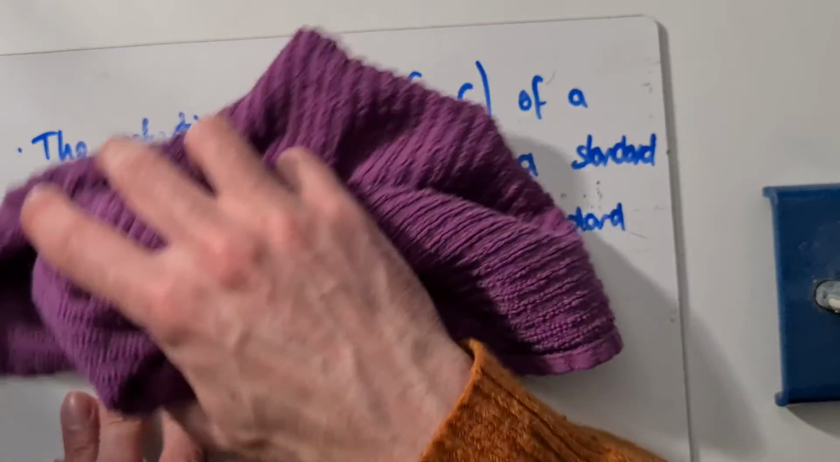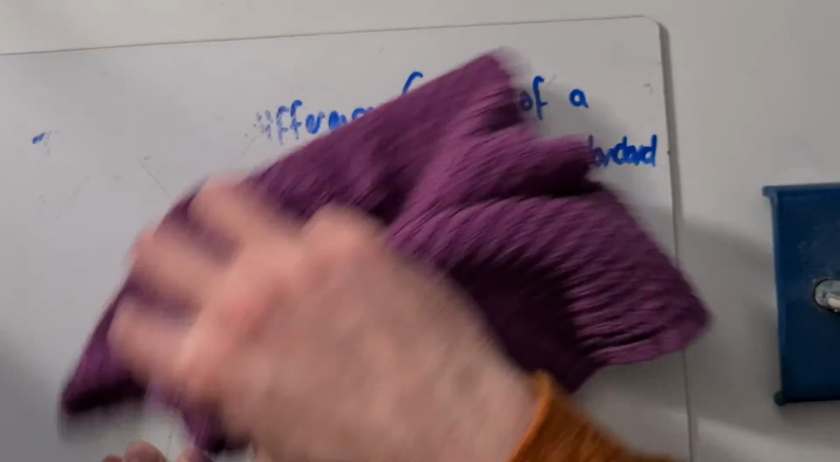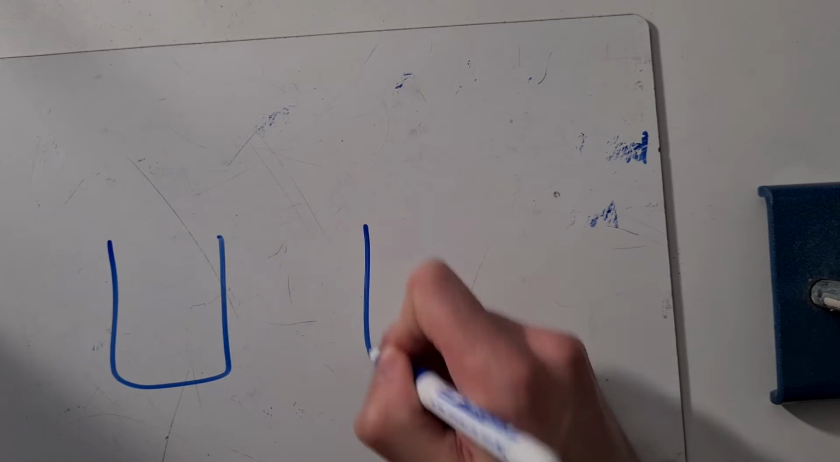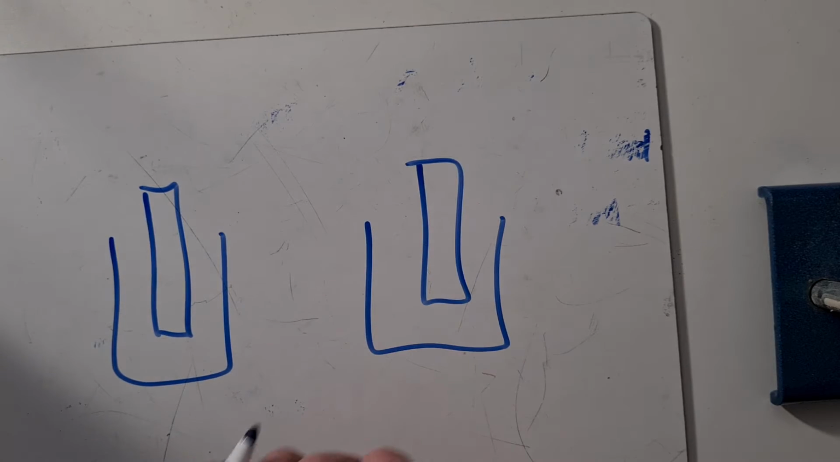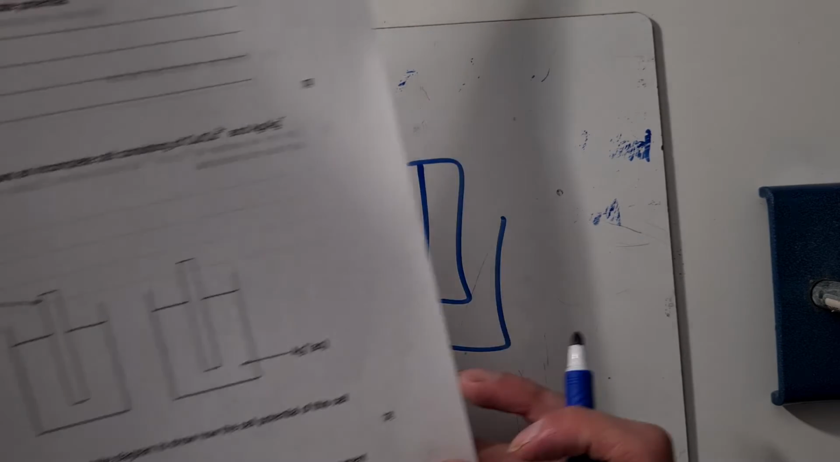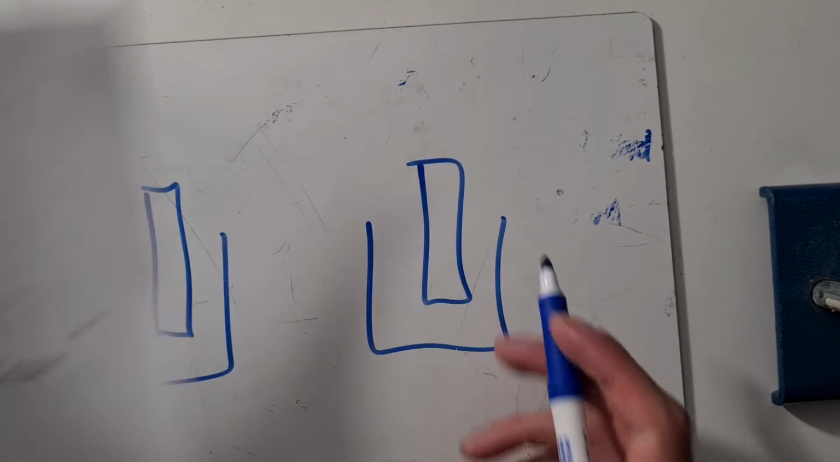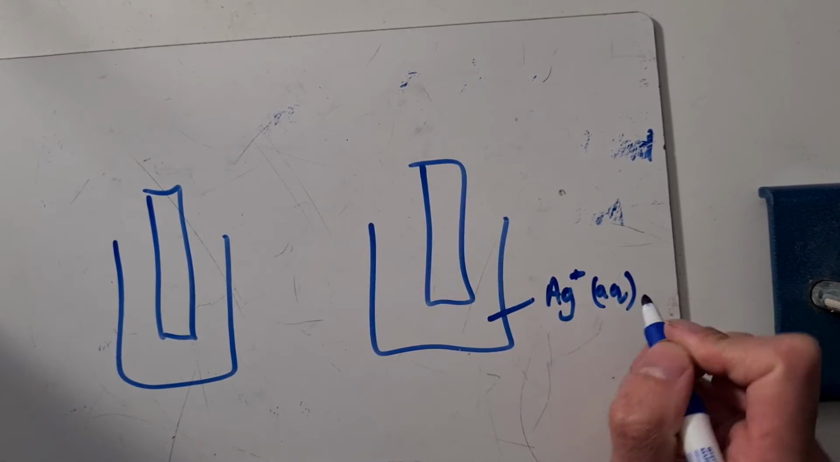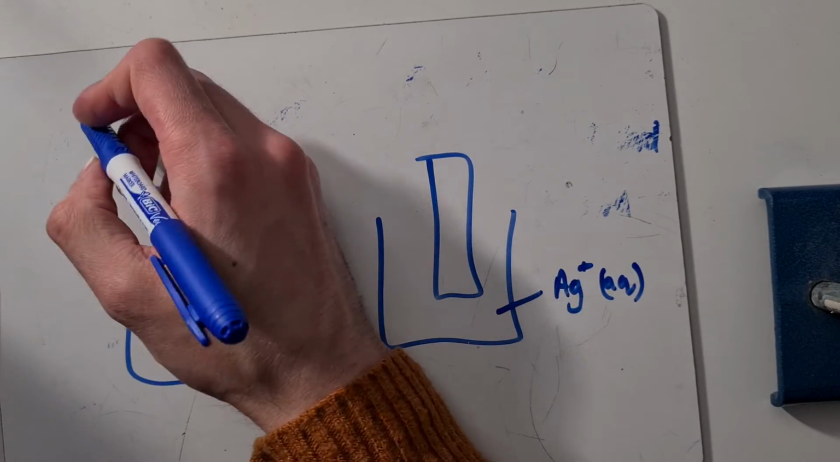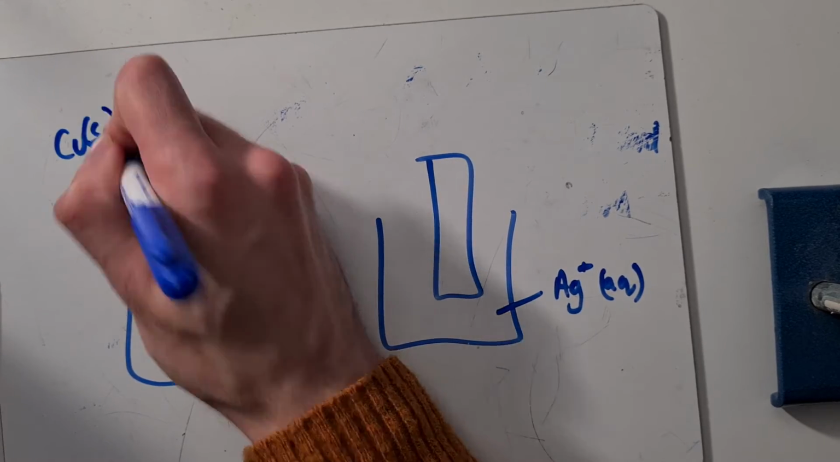Next up, it asks us to look at a diagram. It says the diagram below shows an incomplete cell consisting of copper 2 plus and copper and Ag and Ag plus. So we've got our half cells, and it just wants us to complete the labelling on each of these. It's already given us copper solid, and it's given us silver positive ions in solution.